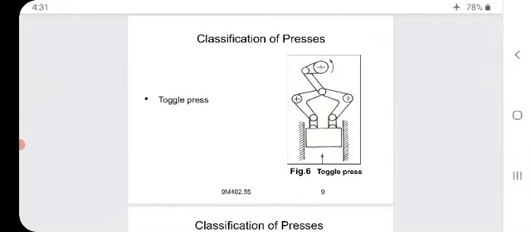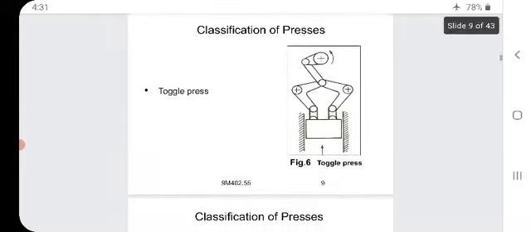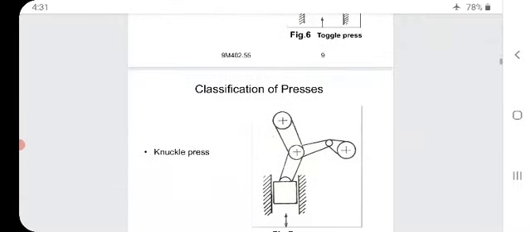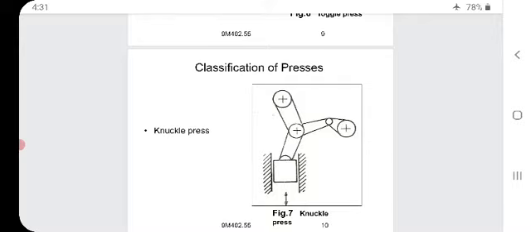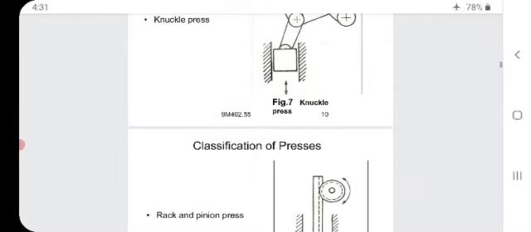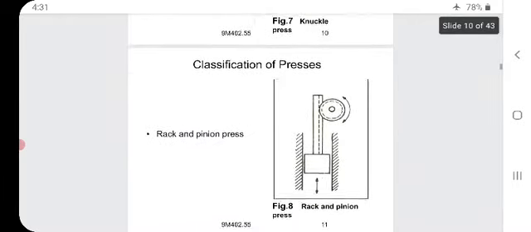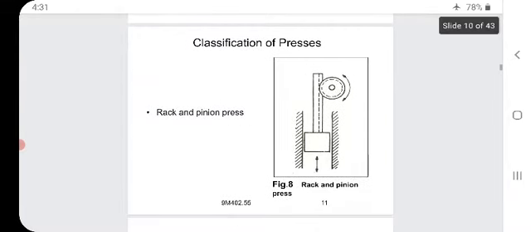Toggle press, see on the screen the toggle press. So here also you are seeing the linking mechanism. So due to the movement of the linking, what will happen? The piston will move from the TDC to BDC or from the BDC to TDC. Next, knuckle press. Next, rack and pinion press.